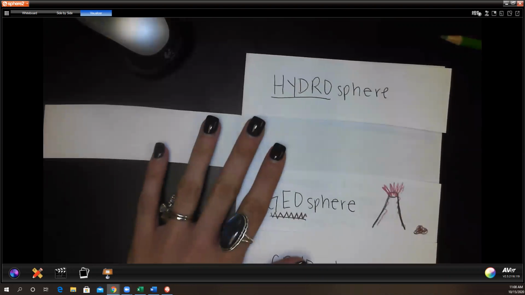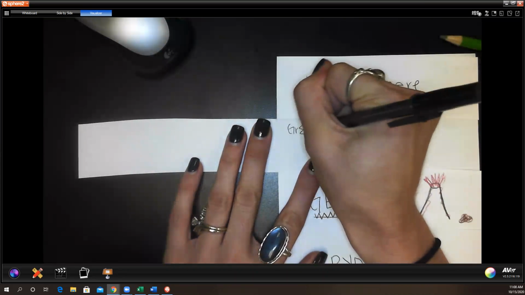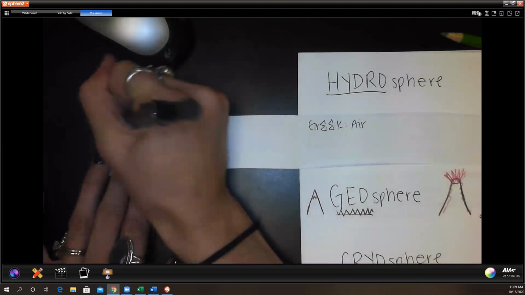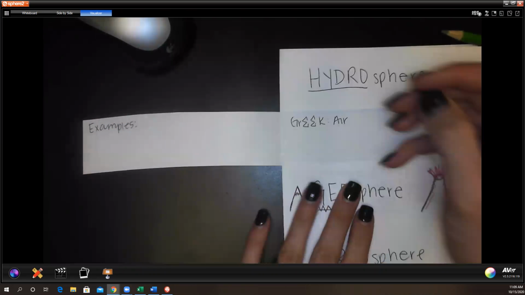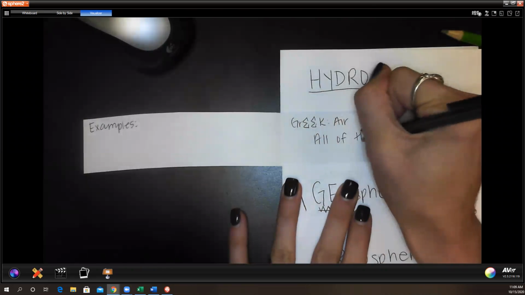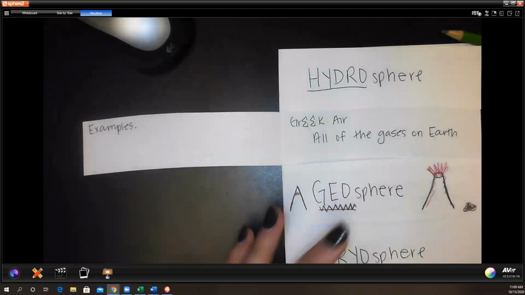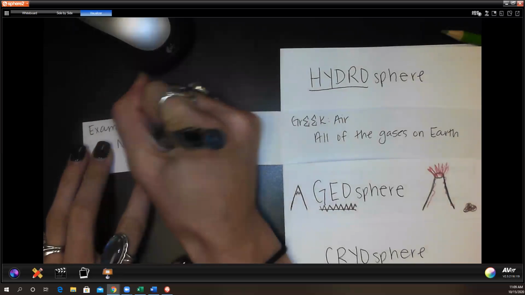What's up, love? Oh, for atmo? All right, what does it mean in Greek? Yep. And we'll have our examples over here. So this is all of the gases on Earth. All the gases. Does anybody know what the most prevalent, that means like which gas is most present in our atmosphere? Emerson. Nitrogen. It is nitrogen. Nitrogen makes up 78% of our atmosphere.